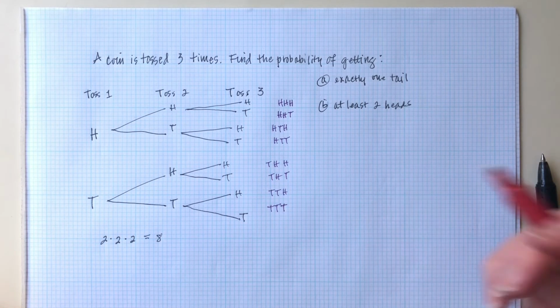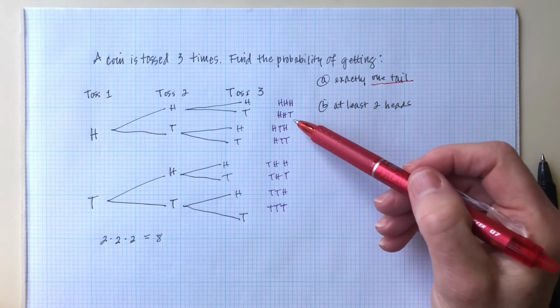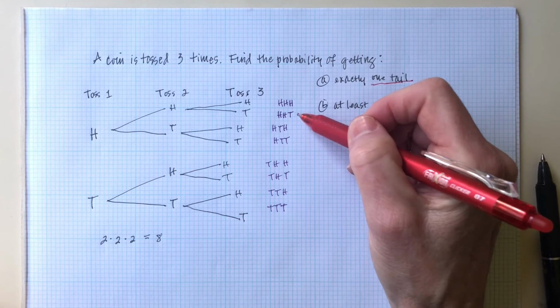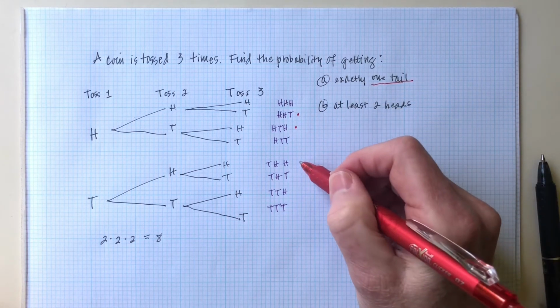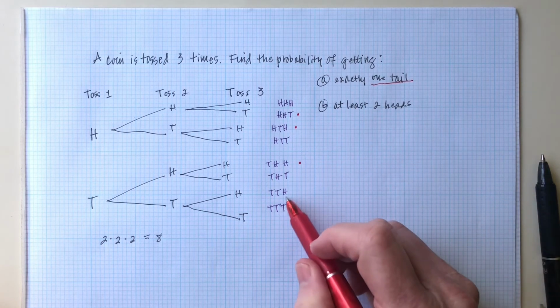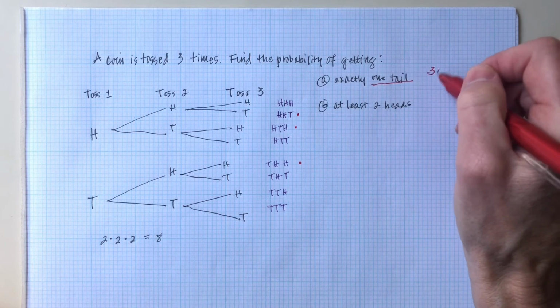So exactly 1 tail. All right, well, which of these has exactly 1 tail in the outcome? We've got this one, this one, this one, and those are the only options. So it's 1, 2, 3 out of 8.